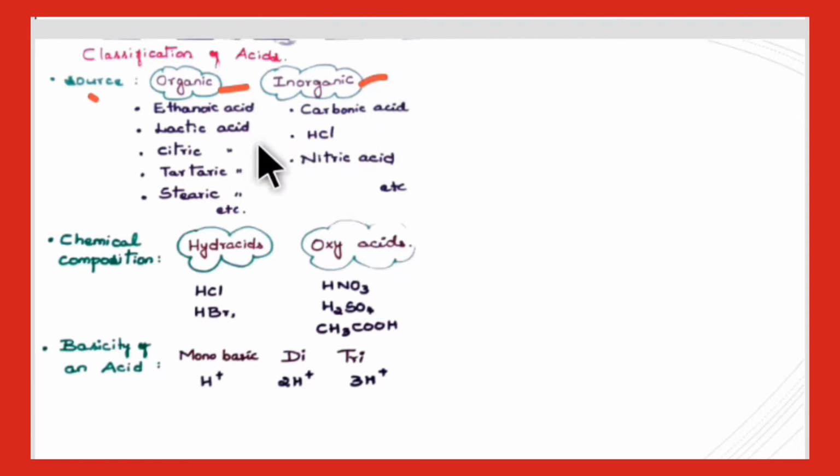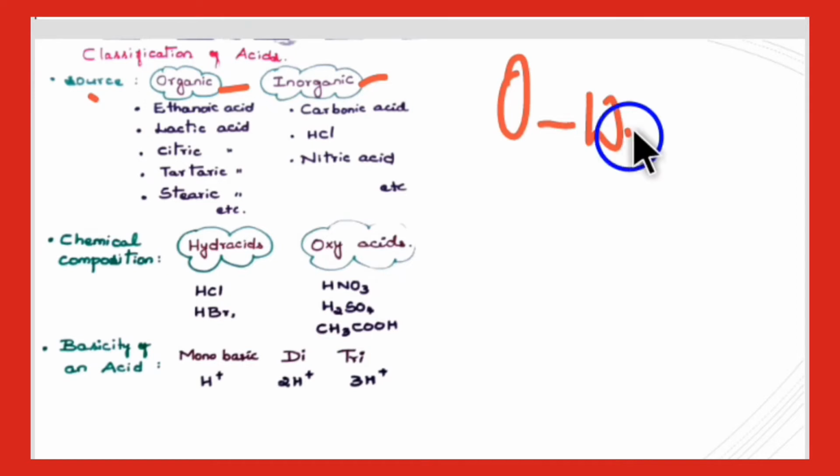We know organic acids are the acids which are present in animal and plant material. These are known as organic acids, and organic acids are weak acids. Examples of organic acids are ethanoic acid, which is present in vinegar, and lactic acid, present in sour milk.